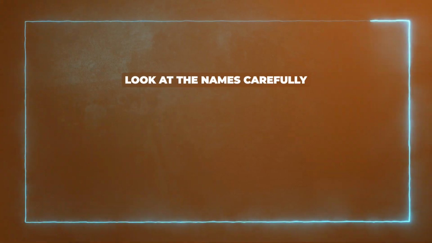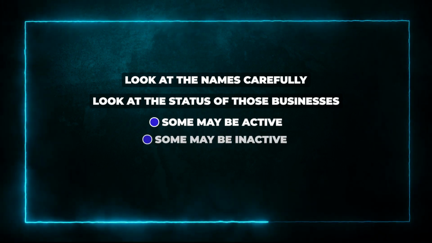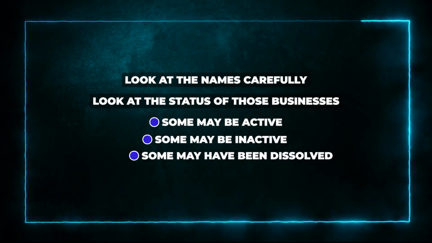Now, once you run your search, you're going to see a list of results, and this is where you want to pay attention. Look at the names carefully. Look at the status of those businesses. Some may be active, some may be inactive, some may have been dissolved. Now, here's an important nuance. Just because a business is inactive doesn't automatically mean the name is available. In some cases, names are still protected for a period of time, so you want to look at the details. And if you're not sure, it's always better to choose a name that clearly stands apart.